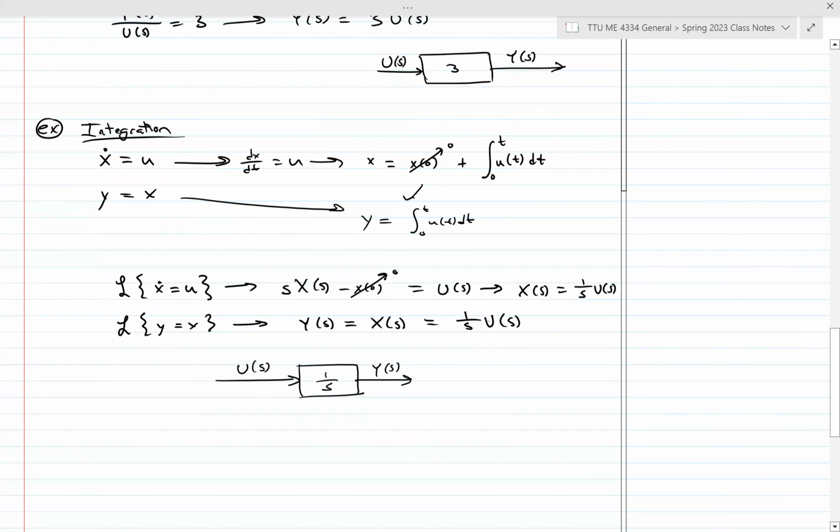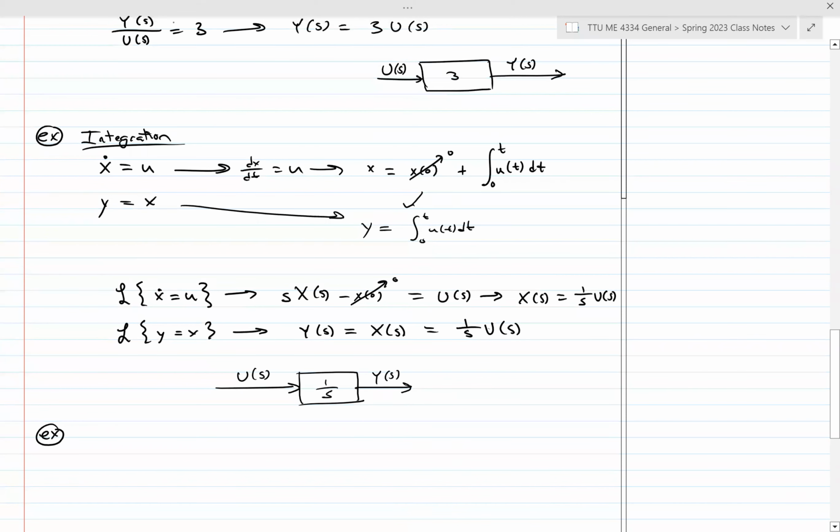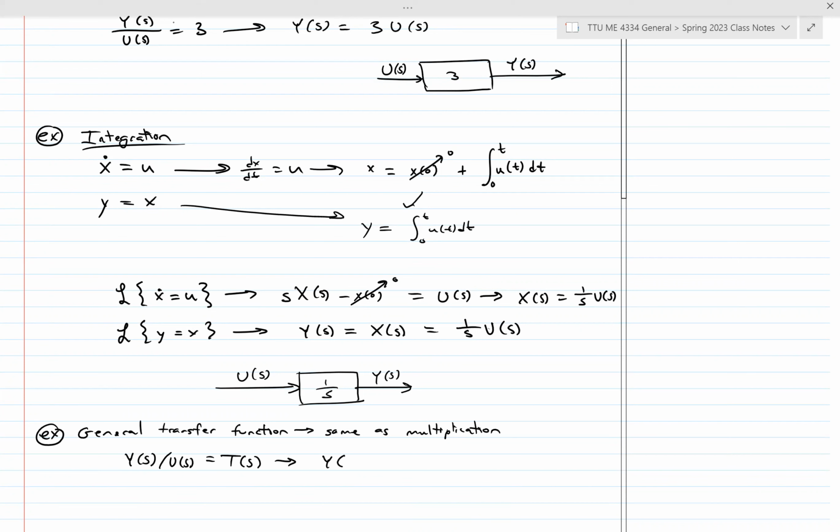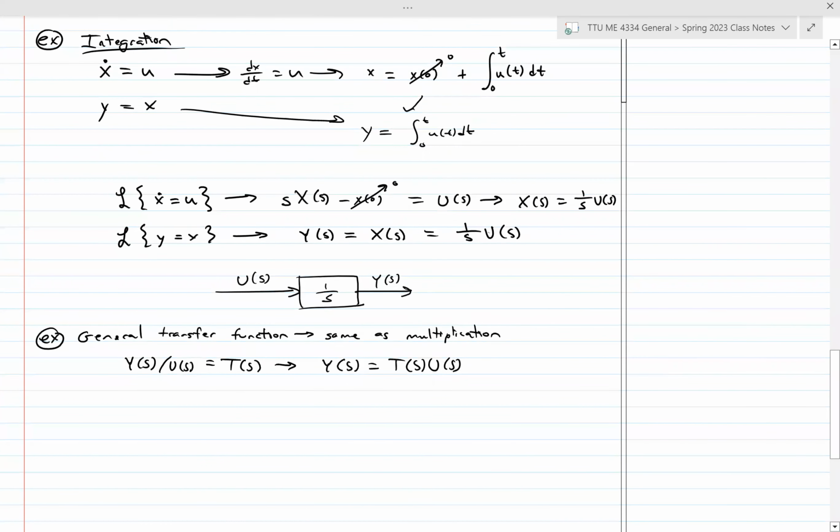Okay? A general transfer function we already went through. I'll just write it down quickly one more time. It's the same as multiplication. If we have y over u is equal to t, we can just solve for y. And then write this out as our block diagram. U goes in, t is in the block, then t times u, which is y, is going out in this case. Pretty straightforward.